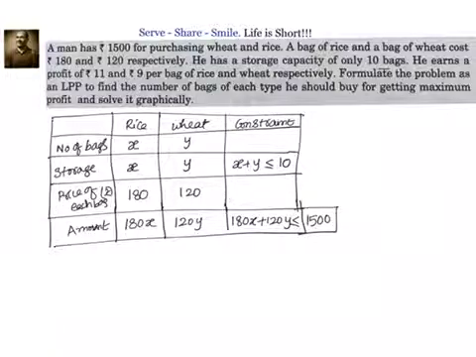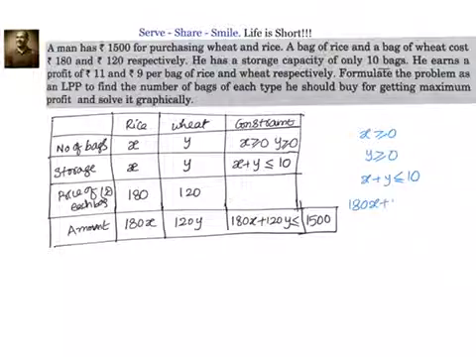Now also we know that number of bags cannot be less than 0. Can be 0, cannot be negative. So X greater than or equal to 0, Y greater than or equal to 0. So let's write down all the constraints we have. X greater than or equal to 0, Y greater than or equal to 0, X plus Y less than or equal to 10. Then we have 180X plus 120Y less than or equal to 1500. Now we can simplify this. We can divide by 60. We'll have 3X plus 2Y less than or equal to 25.